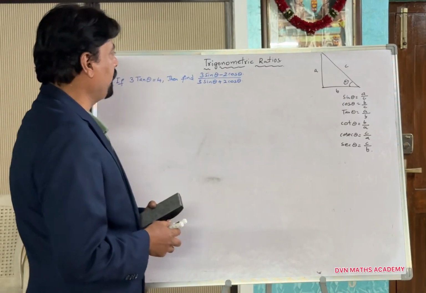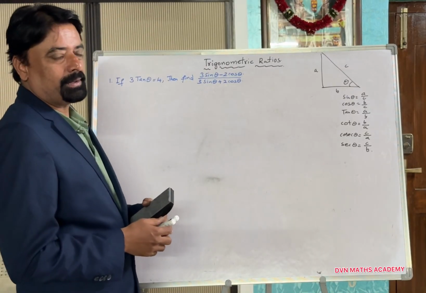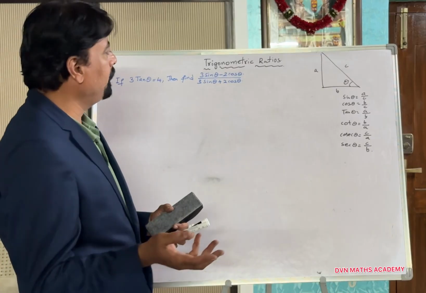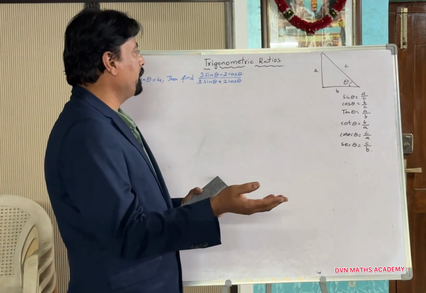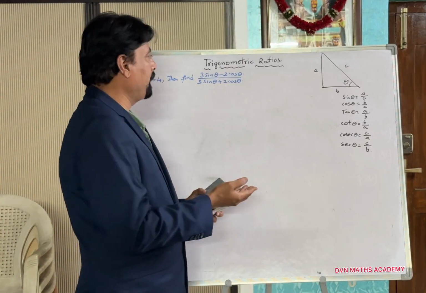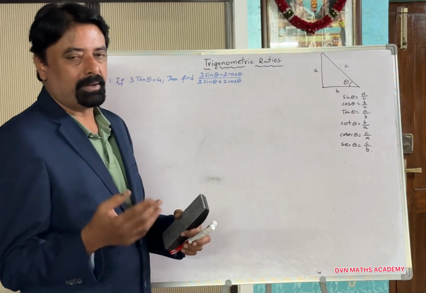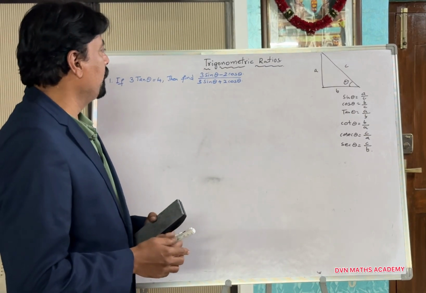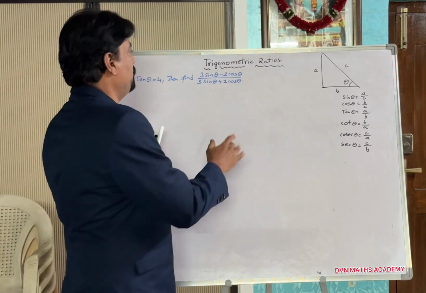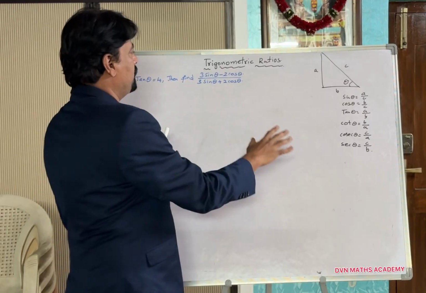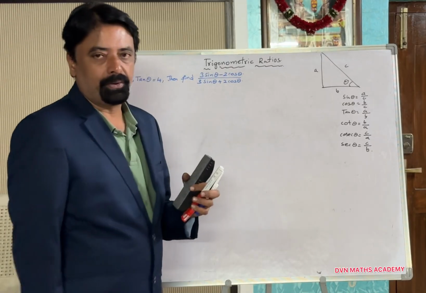In the first chapter, there are three parts: trigonometric ratios, trigonometric identities, and complementary angles, the complementary ratios of trigonometry. So in today's class, we are discussing some questions regarding trigonometric ratios.